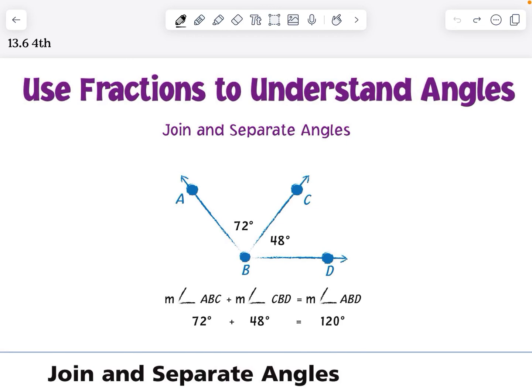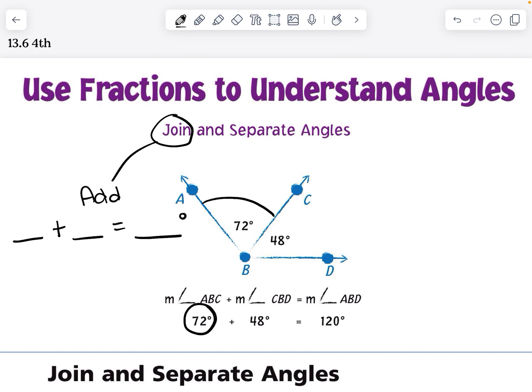Today our lesson is going to be how to join and separate angles. When we think about joining angles, I want you to think about adding angles together. Two angles will equal the total number of degrees in an angle. For instance, in our example, the distance between A and C using angle ABC is 72 degrees.